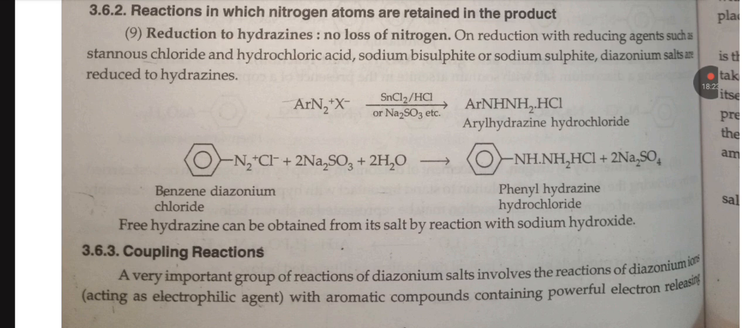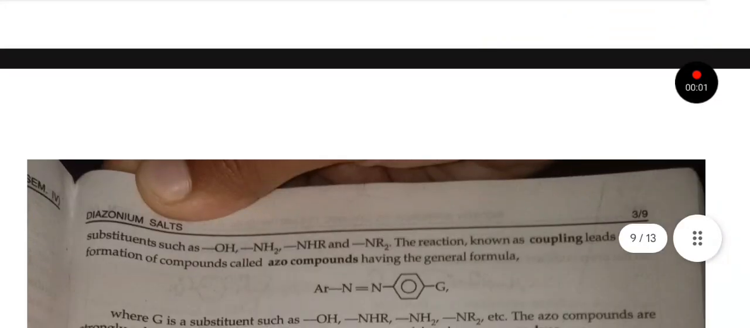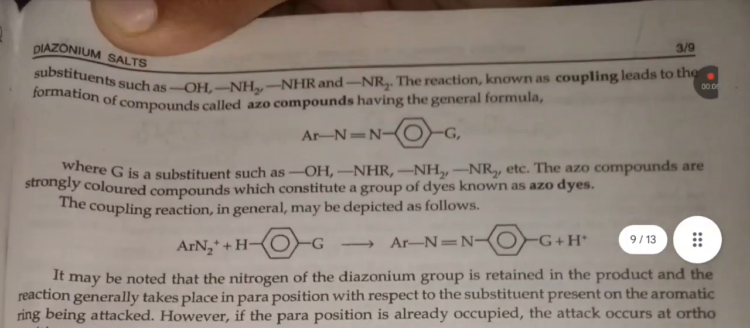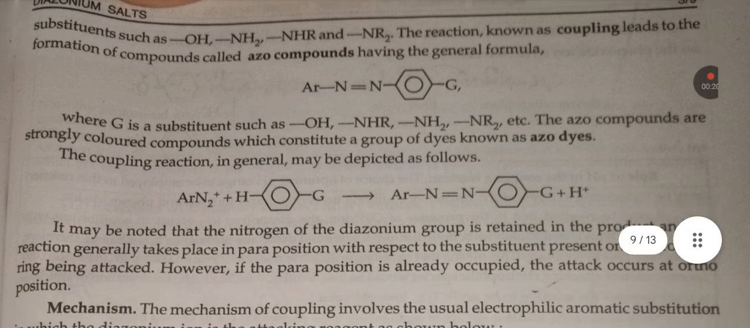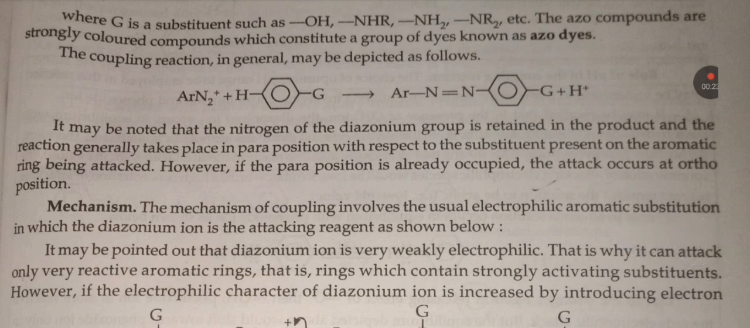Coupling reaction. An important group of reactions of diazonium salts involves the reaction of diazonium ion with aromatic compounds containing strong electron releasing substituents such as OH, NH2, NHR, NR2. The reaction, known as coupling, leads to the formation of compounds called azo compounds having the general formula where G is the substituent such as OH, NHR, NH2, NR2. The azo compounds are strongly colored compounds which constitute a group of dyes known as azo dyes. The coupling reaction in general may be depicted as follows.